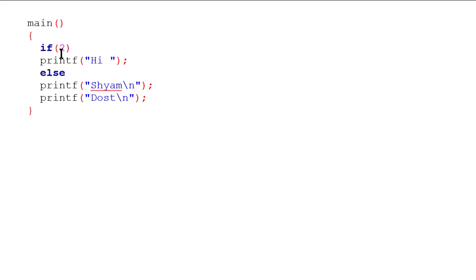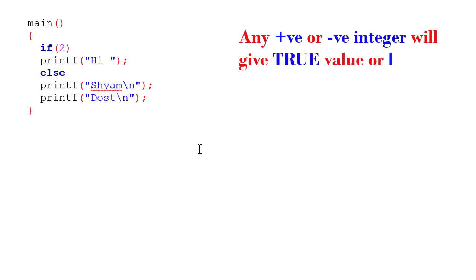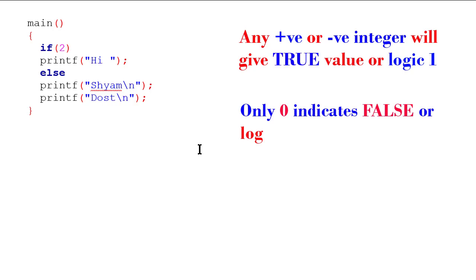Say in this case, if 2, here I have given the condition as just an integer. We should know that any positive or negative integer will give a true value or logic 1. Only 0 indicates the false or logic 0 signal. I have given here if, and inside this parenthesis it is true, so no doubt this will provide a logic on signal.